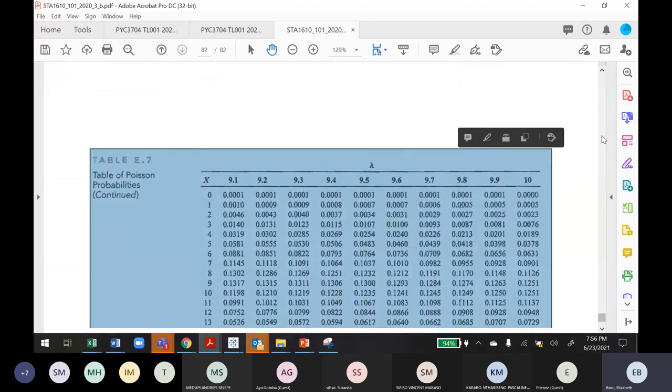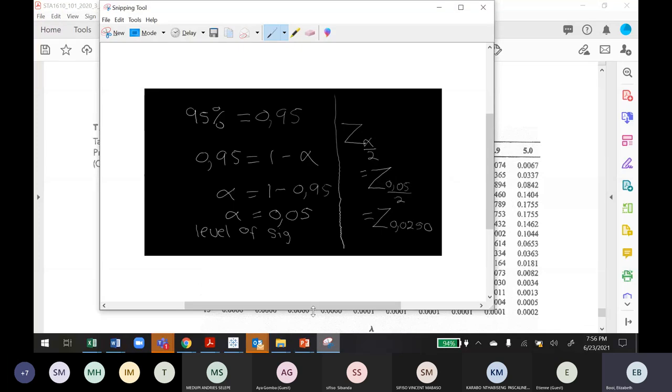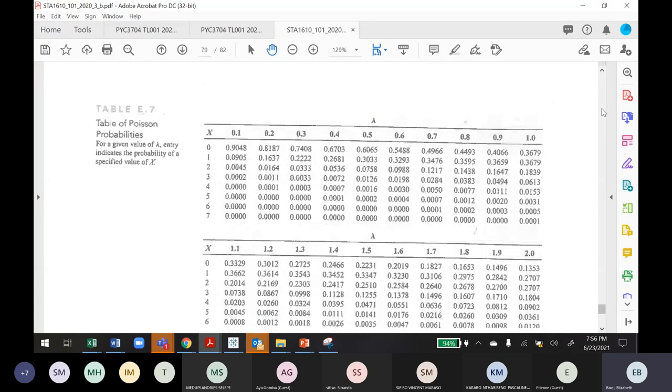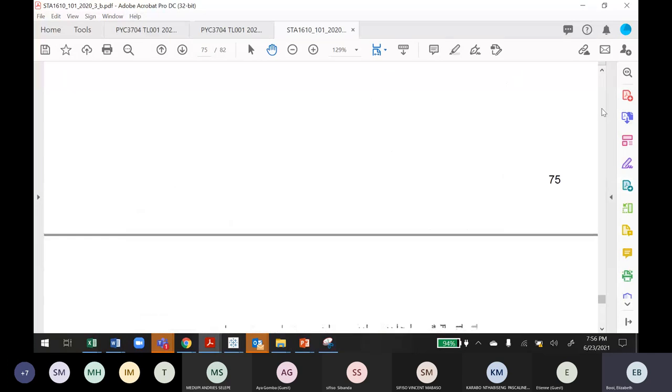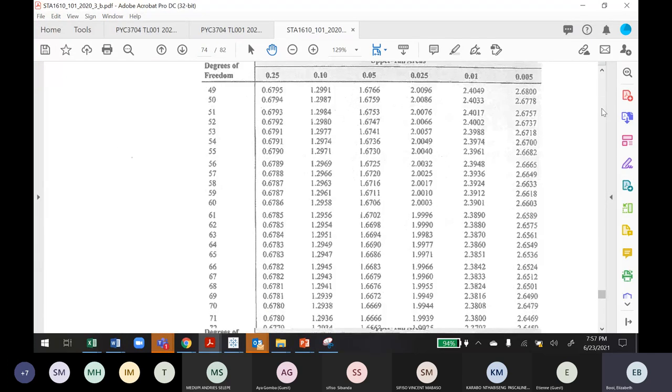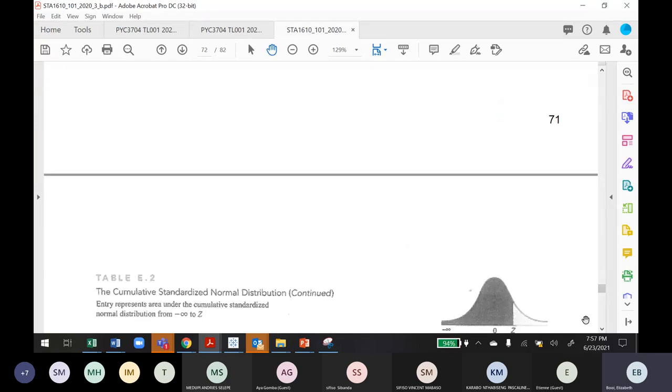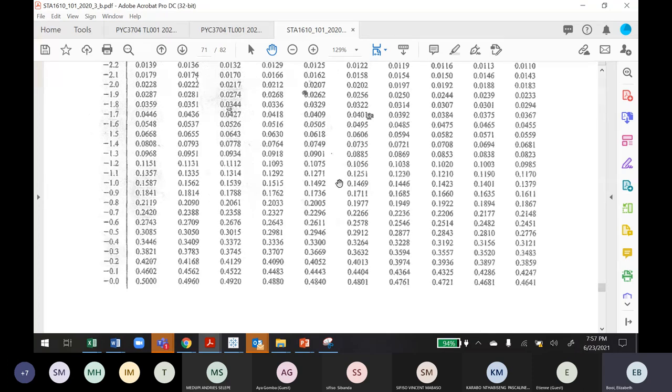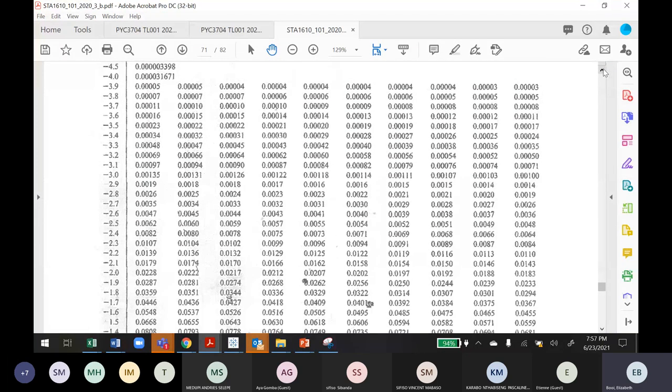So we need to go to the table. Let's bring up, remember, this is what we worked on. We need to go find the critical value for Z 0.0250. So we need to go to the cumulative standardized normal distribution table that we have been using for the past weeks, which is table E2. And remember, we need to go to the negative side, because on the negative side, that's where we find the smaller probabilities. Don't even bother to go to the positive side. So we come here to the negative side table.